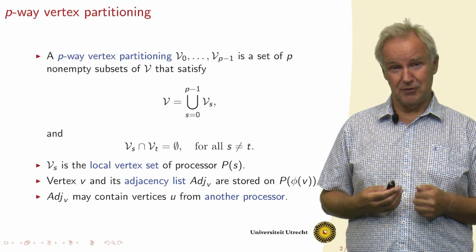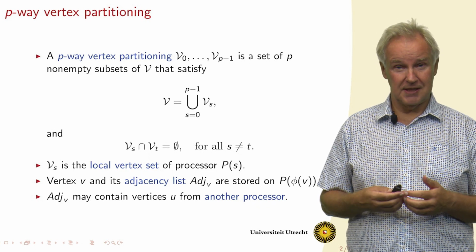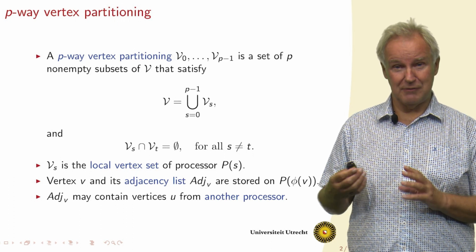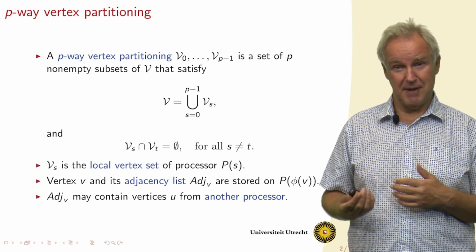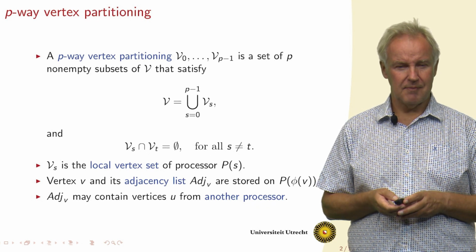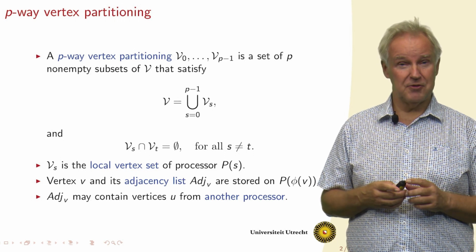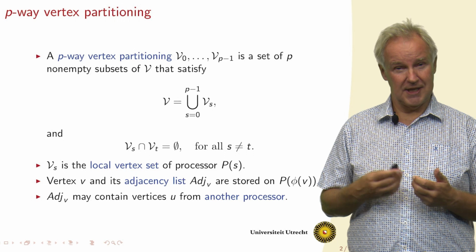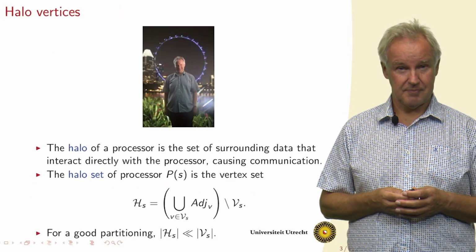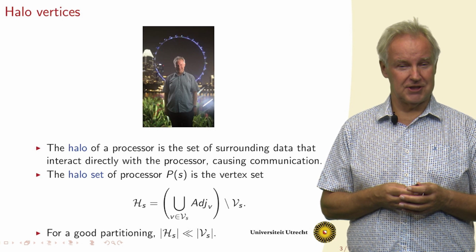We store then the vertex V and its adjacency set together on processor P of phi V. Phi is the mapping that maps vertices to processor numbers. And then this adjacency set of V may contain vertices or edges that are on another processor. These vertices we call halo vertices.